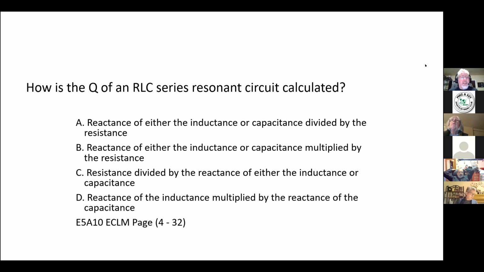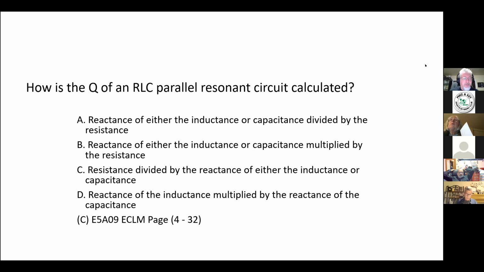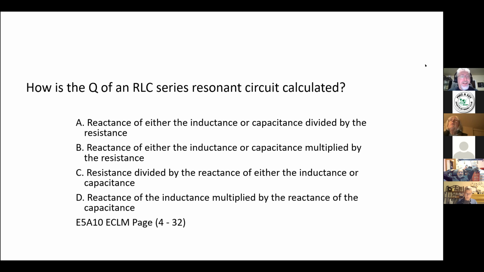How is the Q of an RLC series resonant circuit calculated? Wait a sec, did I just double? No. Okay, there. Same question, only different. Yeah, it's differently worded. Okay.